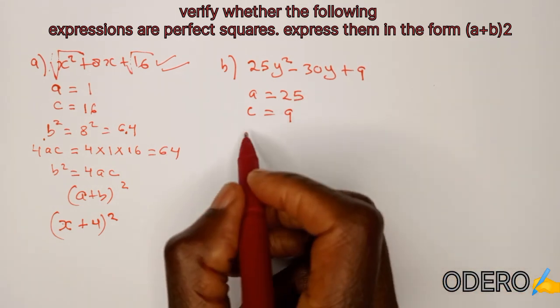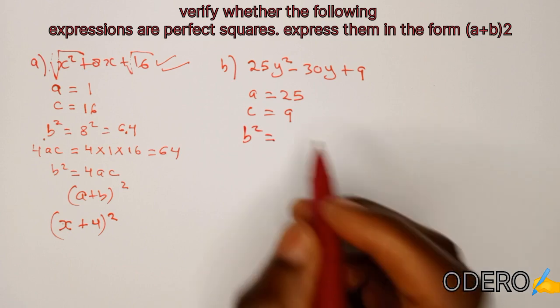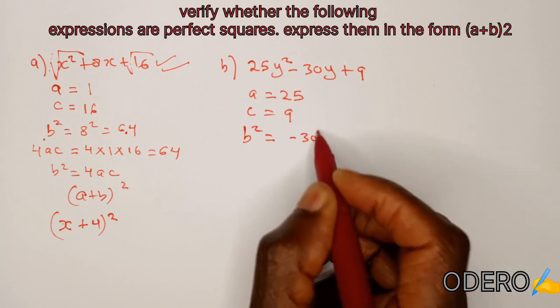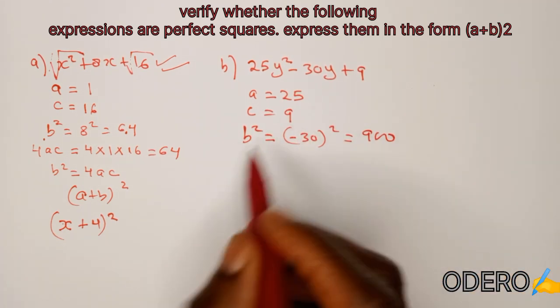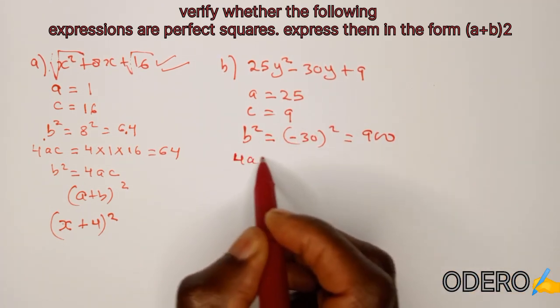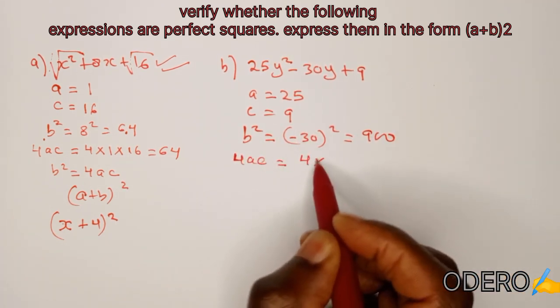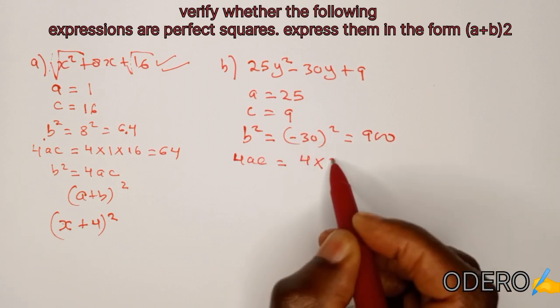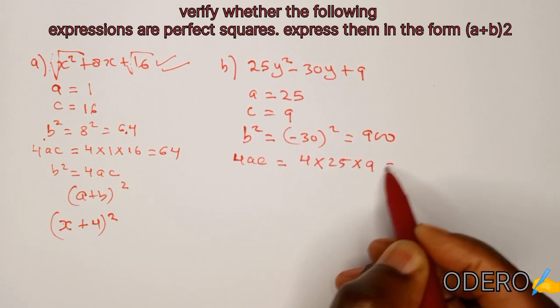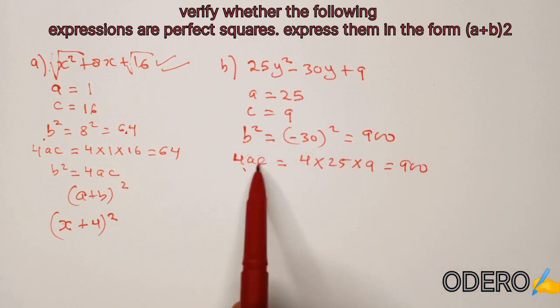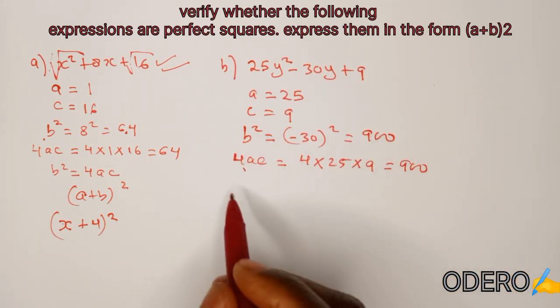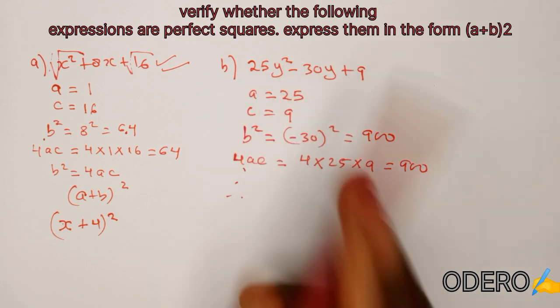Then come and check b. B is negative 30, squared, this will be positive 900. If you do 4AC, this will be 4 times A, which is 25, times 9. Again, it gives you 900. So therefore b squared is equal to 4AC, which is 900. So therefore this one is a perfect square.